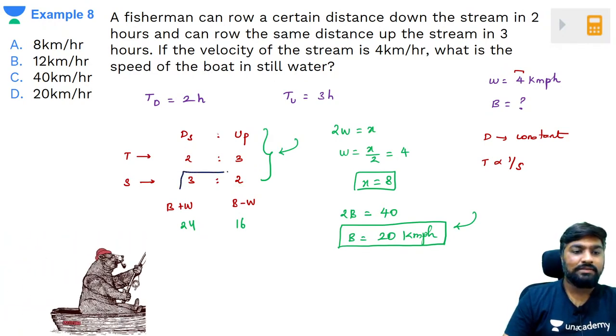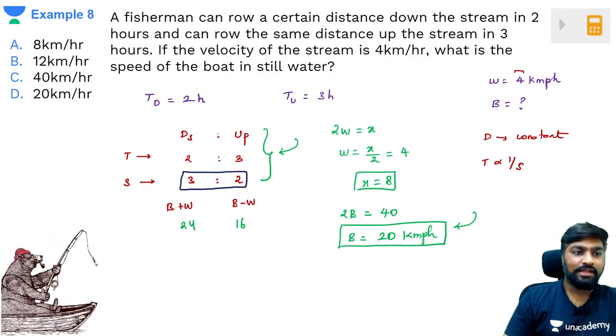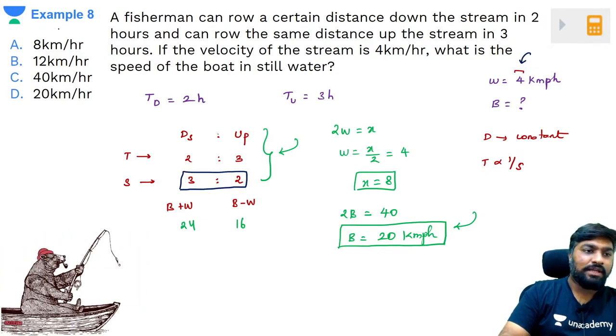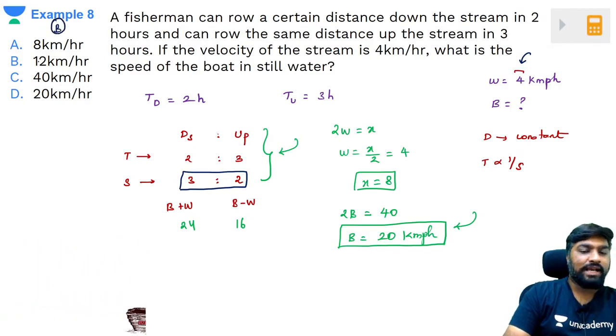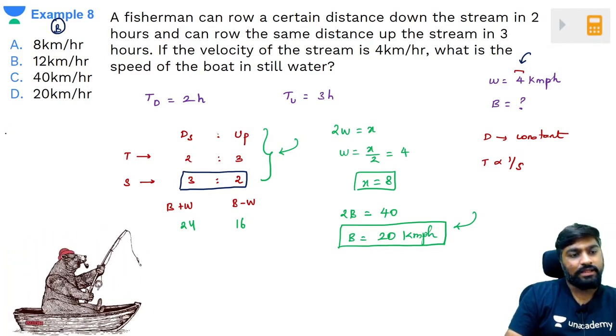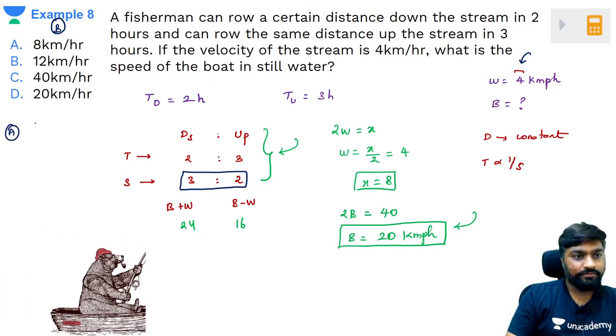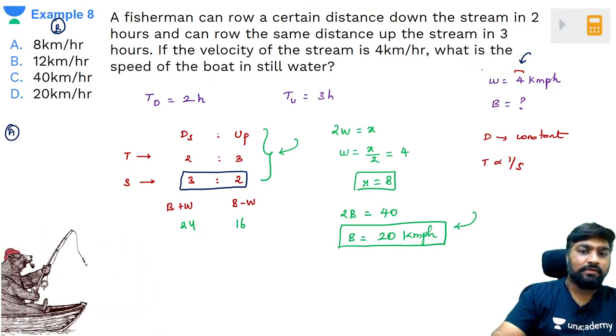Ratio of the speeds must be 3:2. So 4 is the speed of water. These are the speed of boats. All you have to do is check now. So if I check with the first option, what is it? 8. Speed of the boat is 8. Speed of the water is 4.